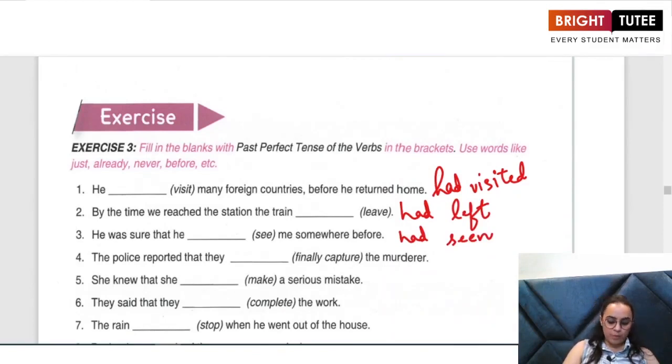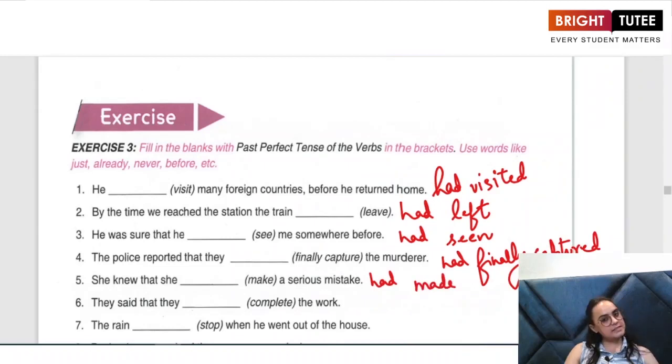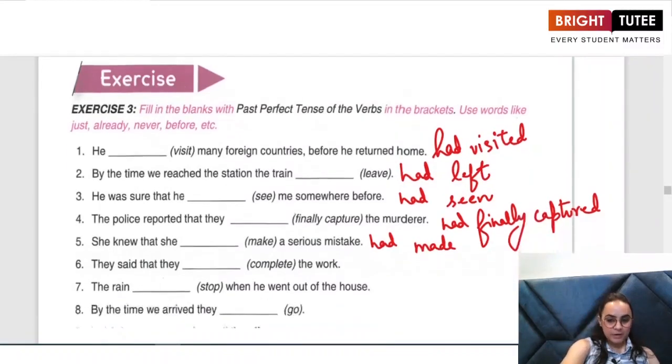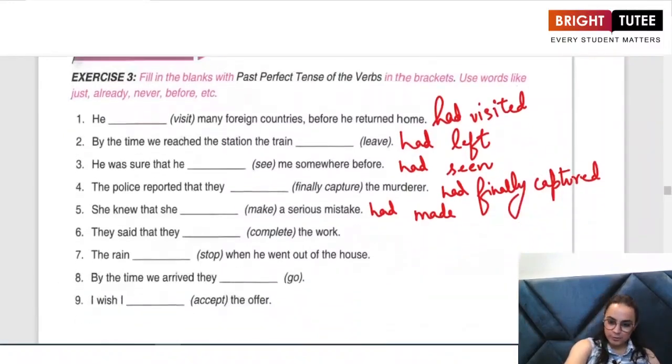The police reported that they had finally captured the murderer. She knew that she had made a serious mistake. So, had plus the third form of the verb. I hope, dear students, this past perfect tense, its structure and usage is clear to you.